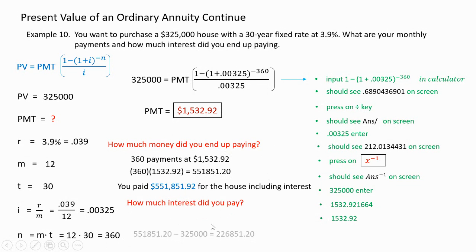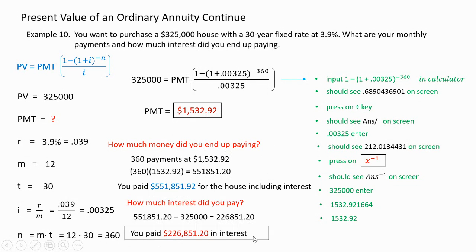So how much interest did you pay? We subtract the $551,851.92 minus the money that you borrowed from the bank. So you end up paying like $226,851 extra. How can you avoid that charge? You can avoid that charge by putting extra money into the principal every month.